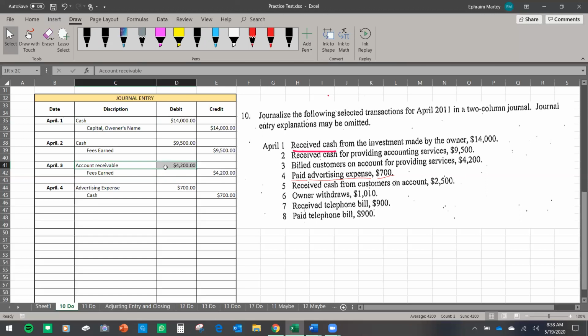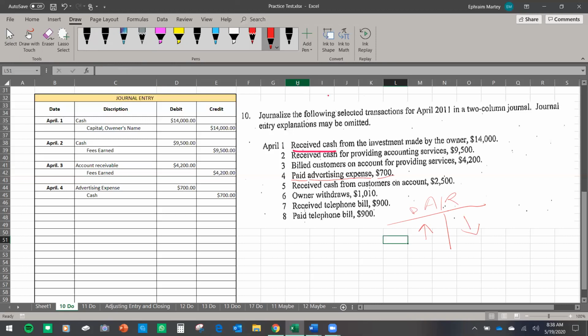If we are reducing the account receivable, that means our account receivable should have a credit entry to decrease it, because account receivable increases with debit, so it has to decrease with credit. If you have your T account here for account receivable, it increased with debit. Now we are decreasing it, so we have to do a credit entry. This is what is happening with this problem.